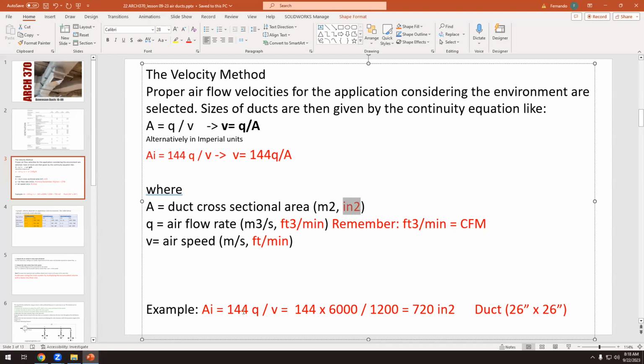So that is an example. Imagine that we have 6,000 CFM. If the velocity is 1,200 feet per minute, the area is 720 inch square. So it would have a 26 by 26 square. We have this area.